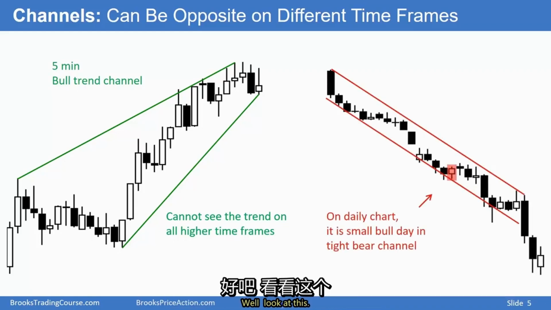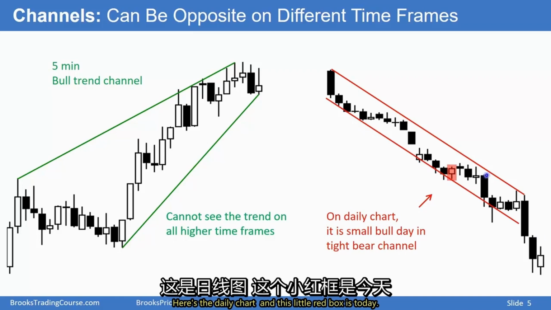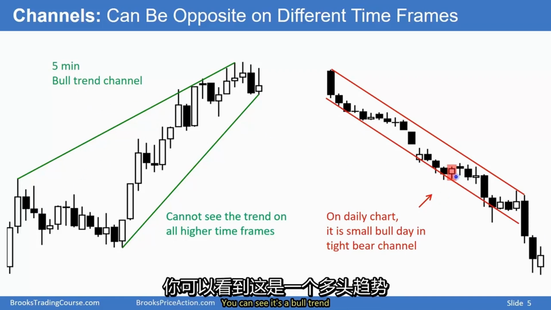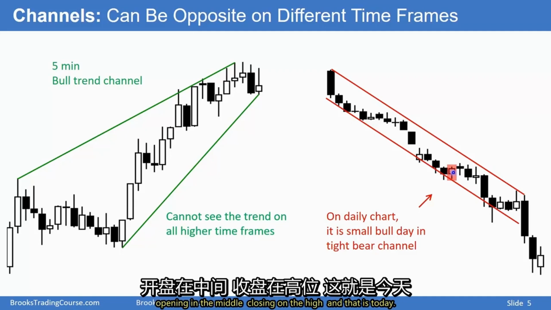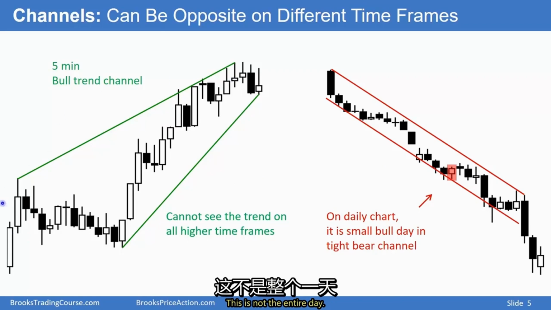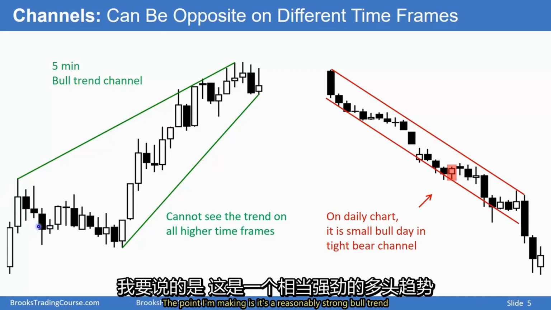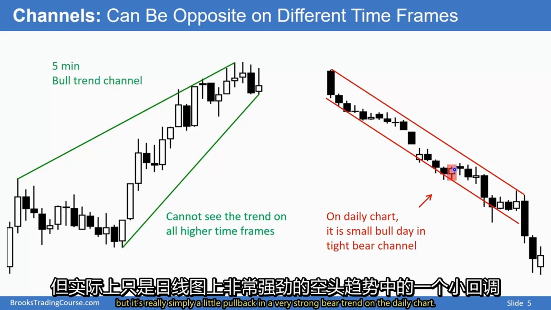Well, look at this. Here's the daily chart, and this little red box is today. You can see it's a bull trend, opening in the middle, closing on the high, and that is today. This is not the entire day. This is part of the day. The point I'm making is it's a reasonably strong bull trend, but it's really simply a little pullback in a very strong bear trend on the daily chart.